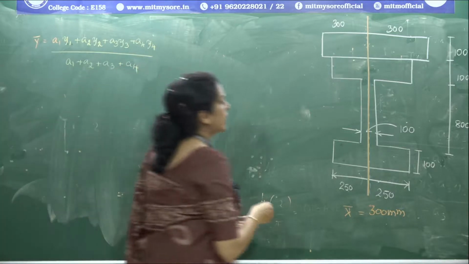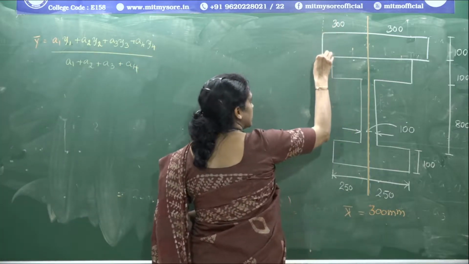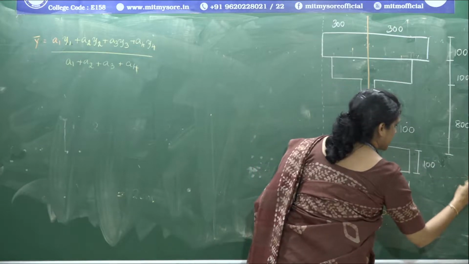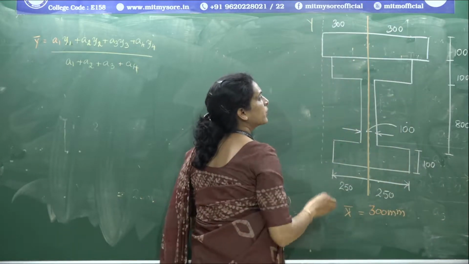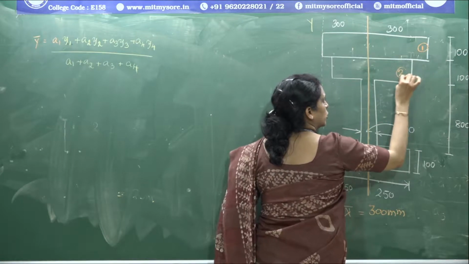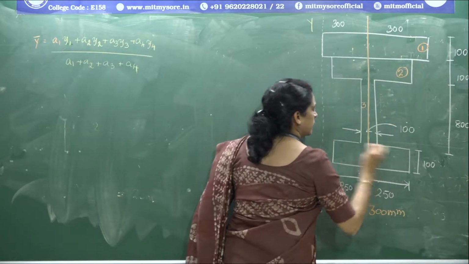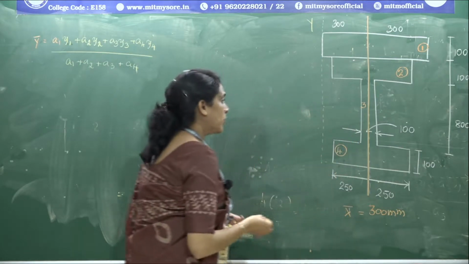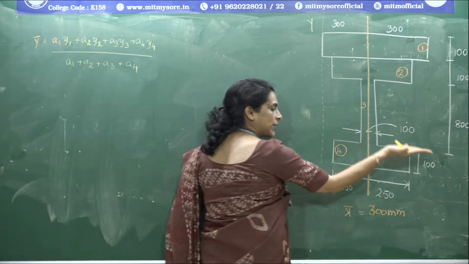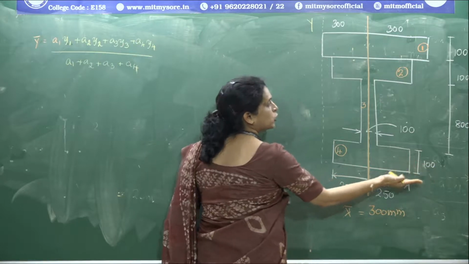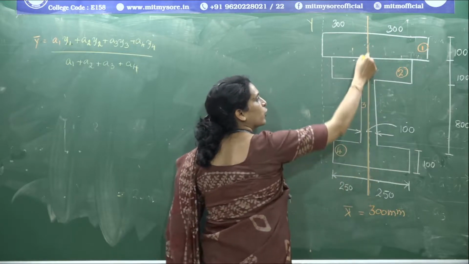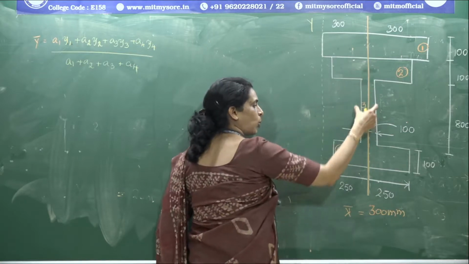So now we shall mark the coordinate axis first. So here is the coordinate axis x and y. We'll mark the individual components 1, 2, 3 and 4. So in order to find out y1, y2, y3 and y4, we consider x as the reference axis. So the centroid lies on y axis for all the 4 components, that is individual components.